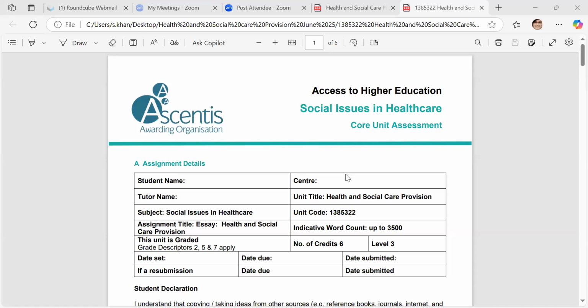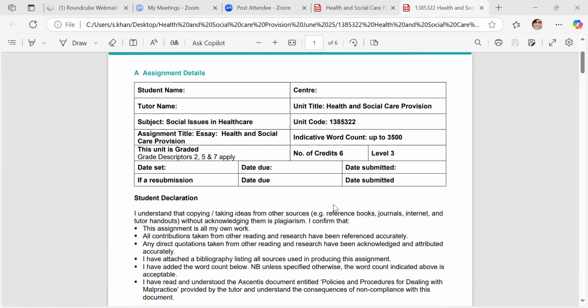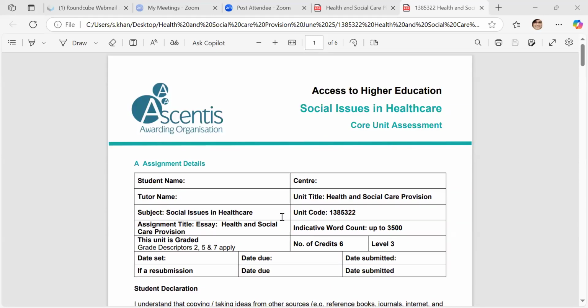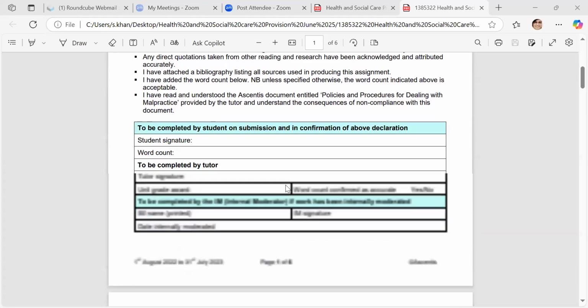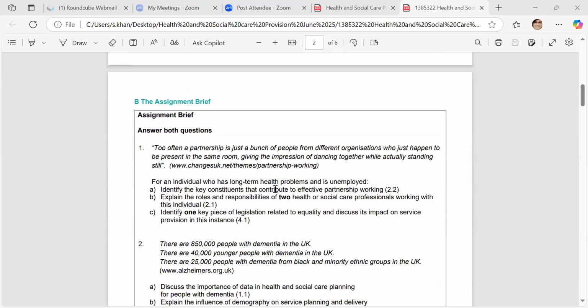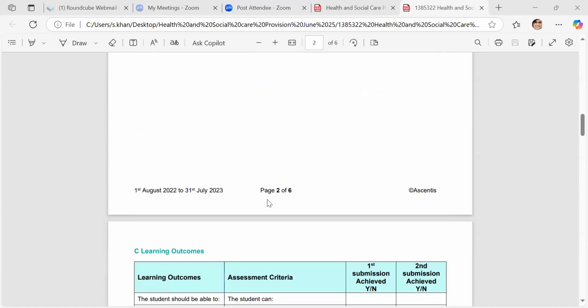Care Provision. There are four learning outcomes to that unit, and then the assignment discussion. I'm just going to give you a little bit of an overview. It's the Accentus awarding organisation, and this is just an assignment brief, showing how an assignment brief looks when it comes to doing the assignment on health and social care provision. There are four learning outcomes and one assignment discussion session. This is just how the assignment brief looks, which will be discussed in more detail later on.